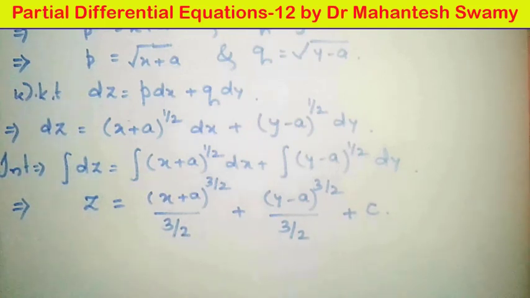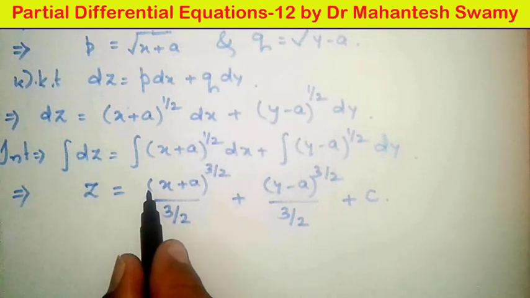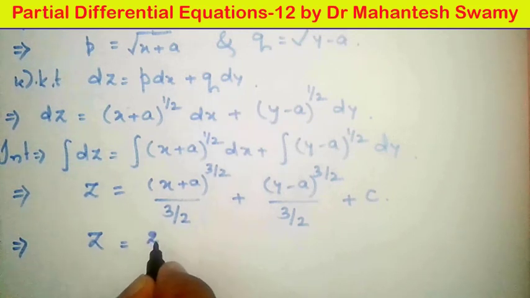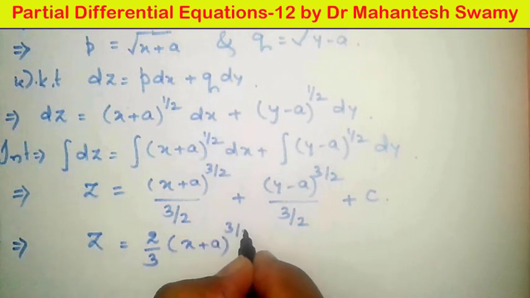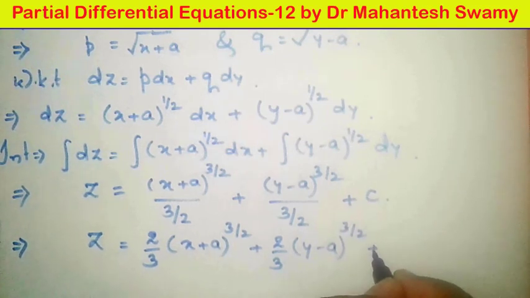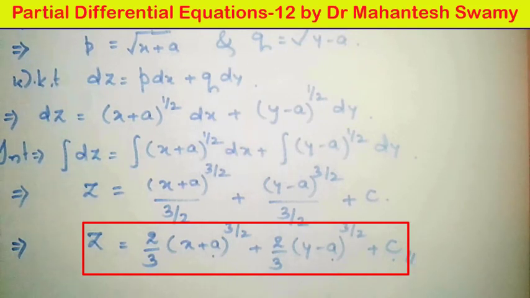So if we simplify this, we get the required complete integral. It is not so difficult. Take this 2 to the numerator. So z equal to 2 by 3 into bracket x plus a whole to the power 3 by 2 plus 2 by 3 into bracket y minus a to the power 3 by 2 plus the constant c. So there are two arbitrary constants a and c, and therefore this is the required complete integral of the given partial differential equation of type 3. So this completes the second example.